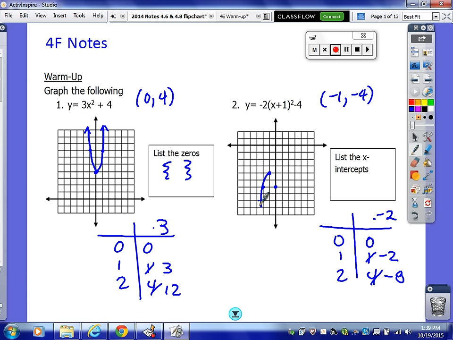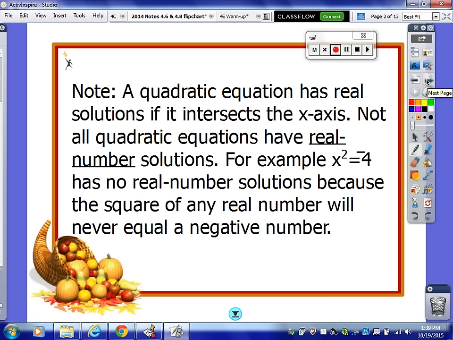Alright, so here's my graph for this one. Here again, it says list the x-intercepts. Here again, it's not touching the x-axis, so there are none. In order for a quadratic to have a real solution, it must touch the x-axis. A quadratic equation has a real solution if it intersects the x-axis. Not all quadratic equations have real number solutions.